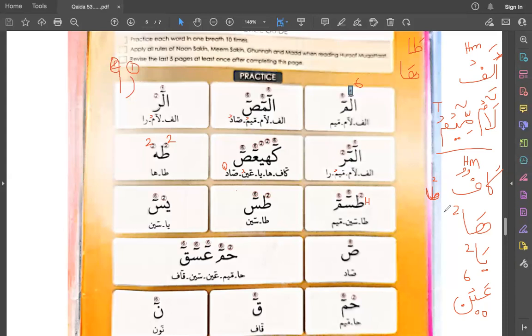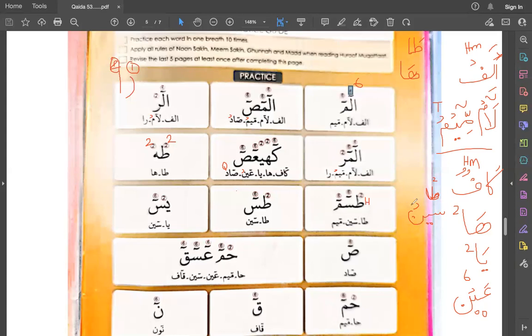Then seen. How many counts long? Six counts, because there are three letters in it, and at the end you find the second letter after the mud letter. All scholars have agreed that it should be six counts long.